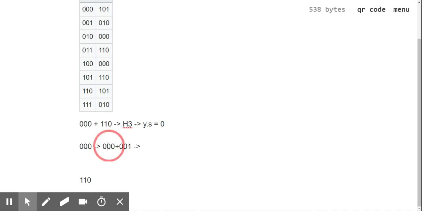So we're applying it to the second qubit. So this term turns into this term plus this term, and this term turns into this term plus this term. Good.